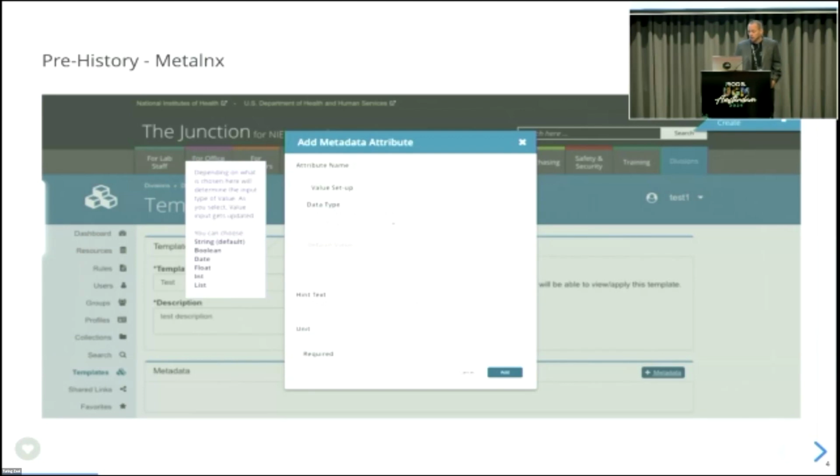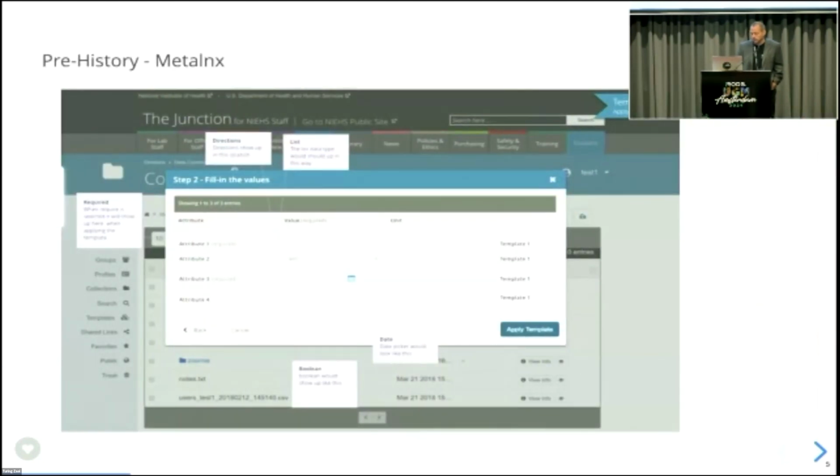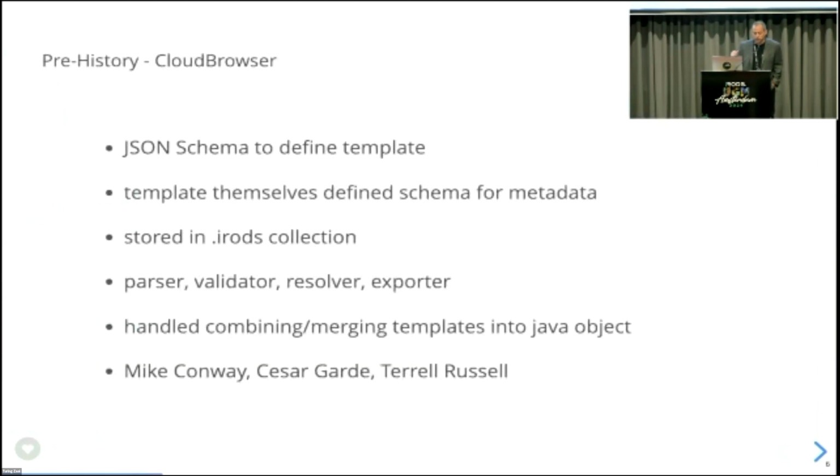So this is how you would create a template. We totally figured this out a long time ago. This is how you would fill one out when a template was presented to the user. So you're applying the data to the template itself. It's great. Cloud Browser had a version. We figured out that JSON schema was probably the way to do it.